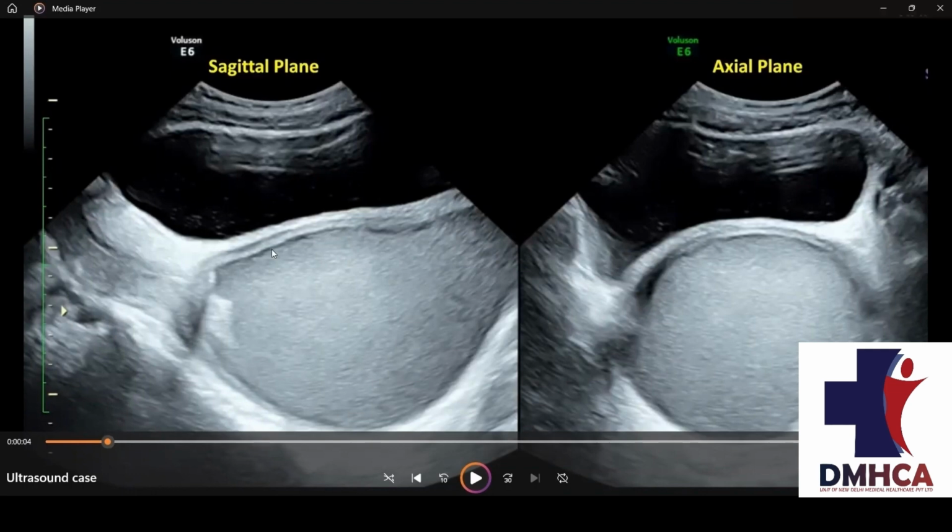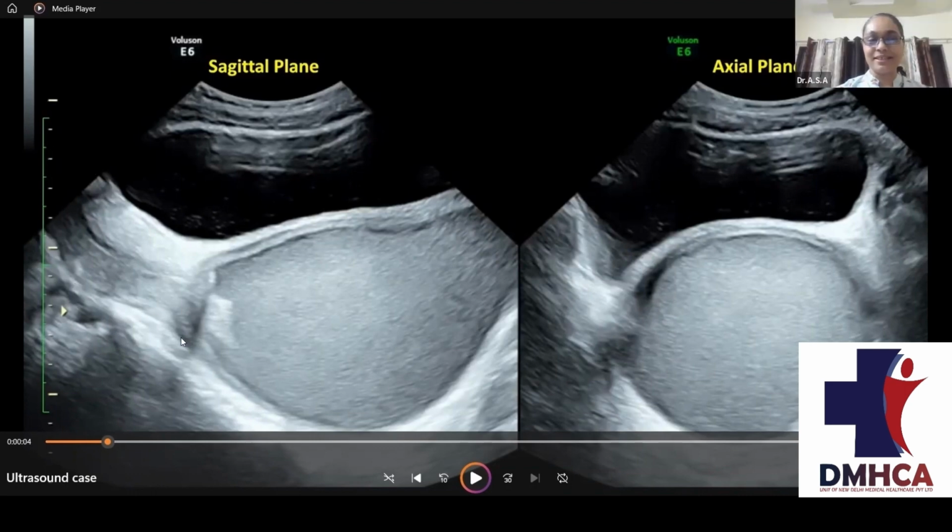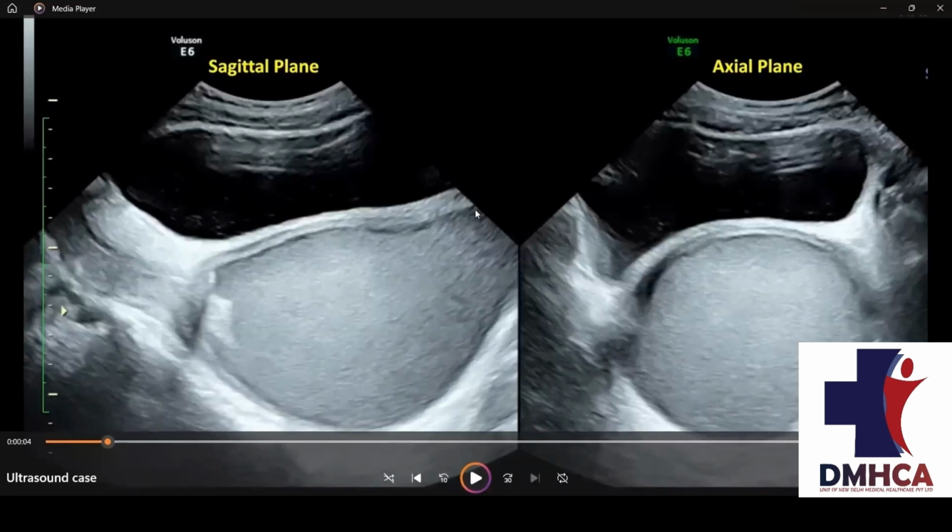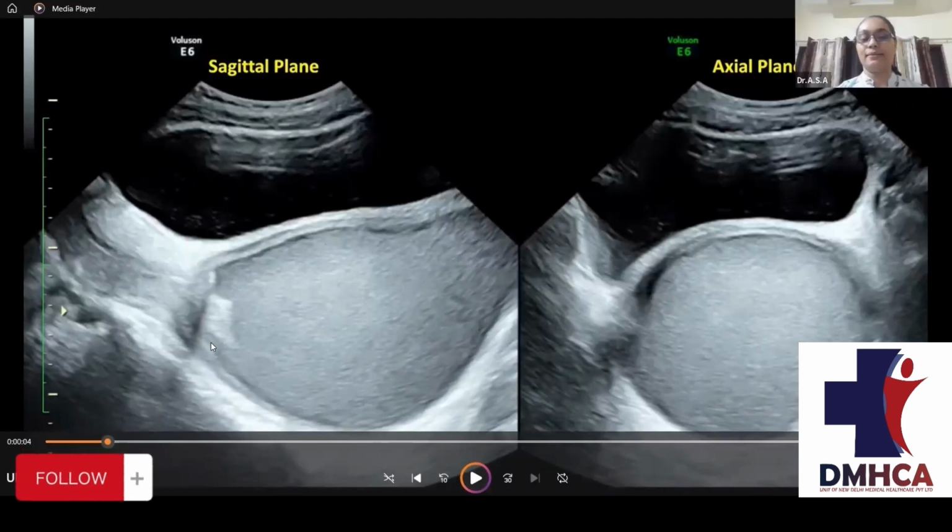Sagittal endometrium also we can see. Sagittal section. This is the uterus. This whole thing is the uterus. Uterus with cervix. Here is the endometrium. Here is your vagina, which is distended. This is the transverse view of the vagina that is distended. And it contains what? It contains blood.